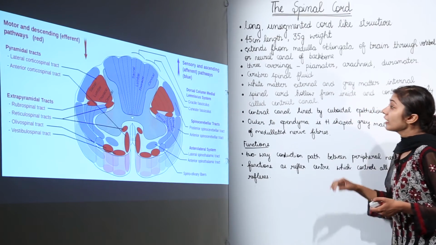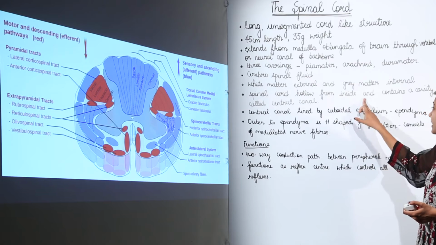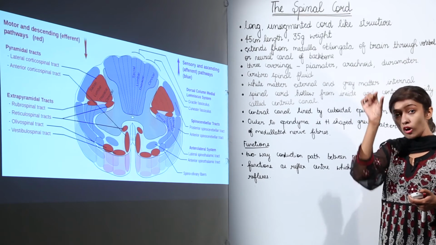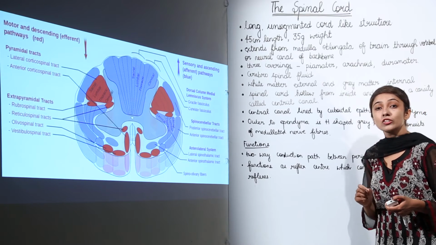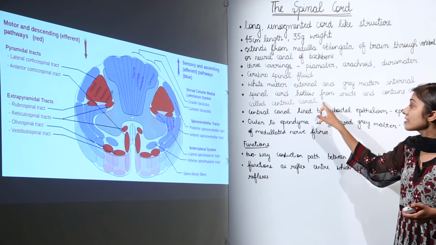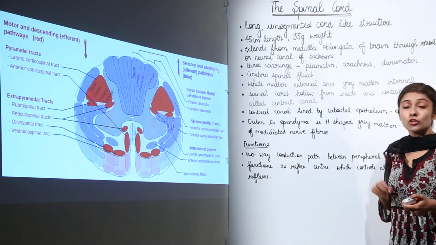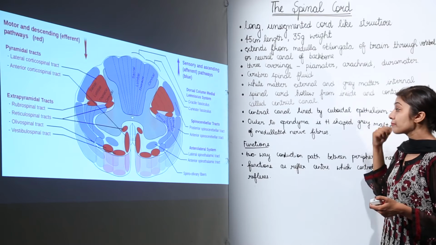Now, spinal cord is hollow from inside and contains a cavity that is known as central canal. It is hollow from inside and the cavity is known as central canal. The central canal is lined by cuboidal epithelium that we call as ependyma. The cuboidal epithelium is called as ependyma.